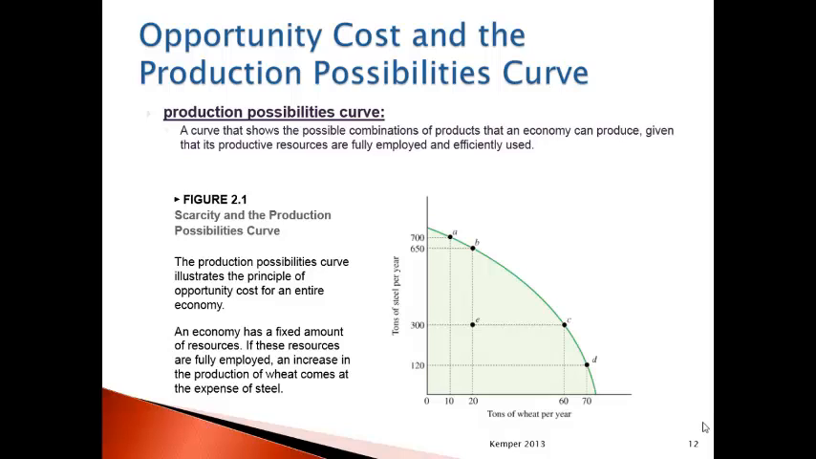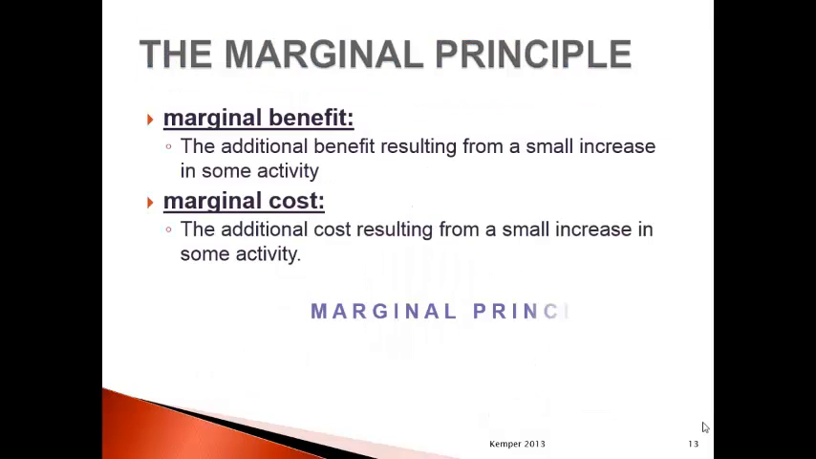For instance, when we produce 700 tons of steel, we only produce 10 tons of wheat. However, if we were to produce 70 tons of wheat, we only produce 120 tons of steel. That just shows you illustratively what opportunity cost is. It gives you a visual illustration to look at in your mind and be able to conceptualize the terminology of opportunity cost.